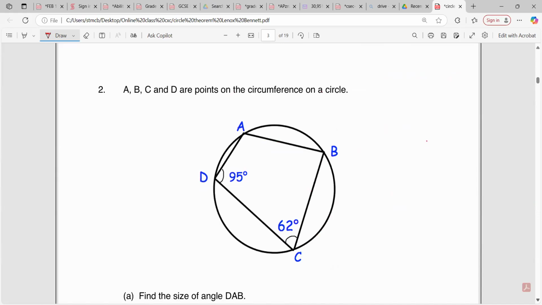All right, so let's find DAB. Just like what I did with the Monday class, guys, I'm going to add in one more. So they ask for DAB, which is this. I'm going to add in, find this one as well, just for practice.